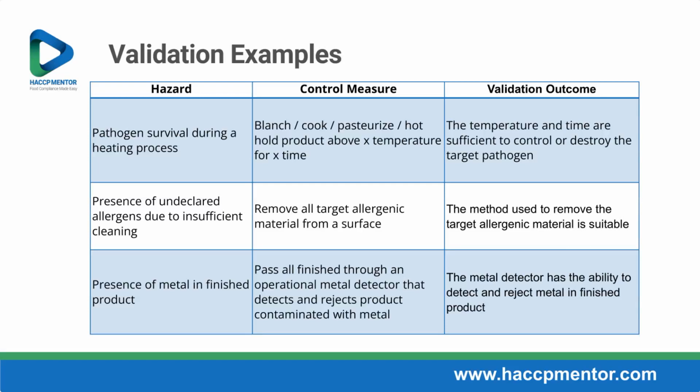Our next one here is quite a common one that I see when I audit, and that is the presence of metal in finished product. So that's the hazard. And here it's stated that the way that we're going to control metal in finished product is to pass all of the finished product through an operational metal detector that detects and also rejects product contaminated with metal. So again, ask the question. We need to validate that the metal detector has the ability to detect and reject metal in finished product. So that's the outcome of our validation.